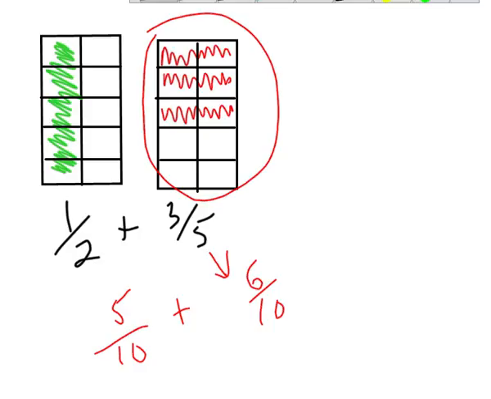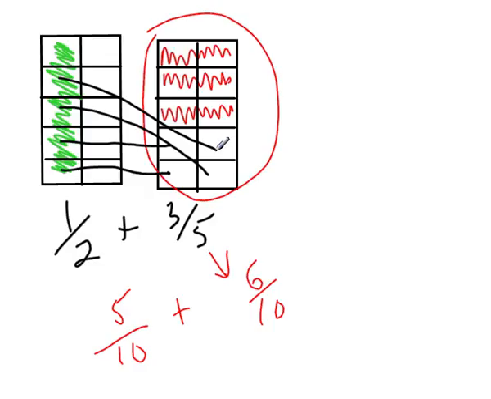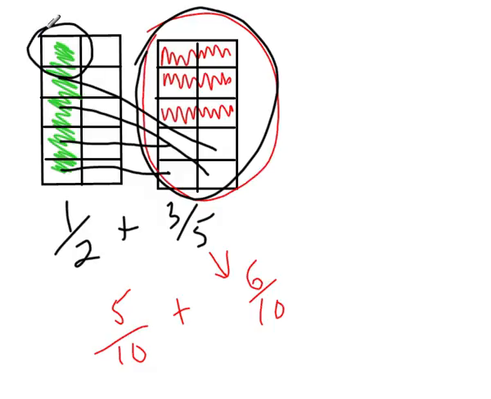So we can see that this square could go here, this square could go here, this square could go here, and this square could go here. So that would fill up this box, and we'd have 1 left over. So we would have a total of 11 tenths. And 5 plus 6 is 11 tenths.